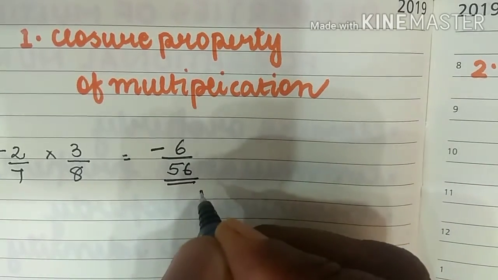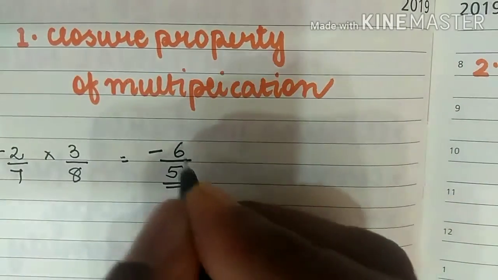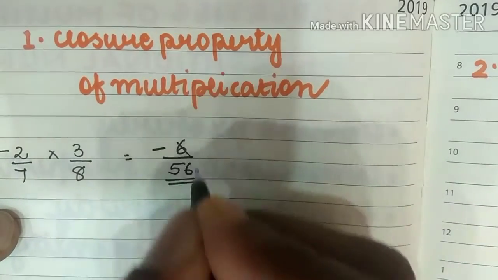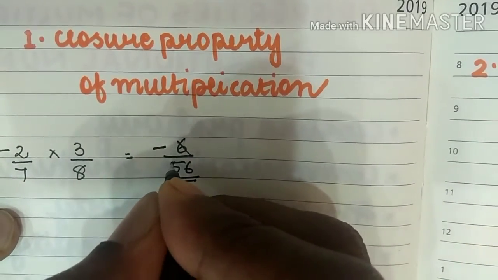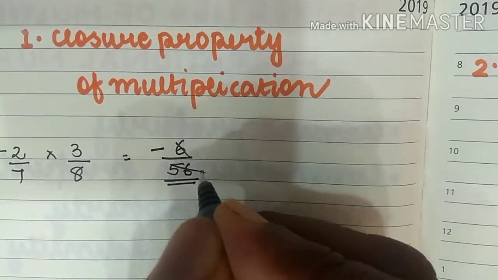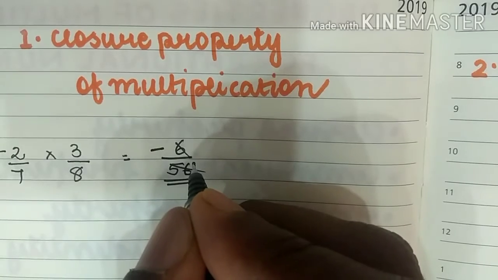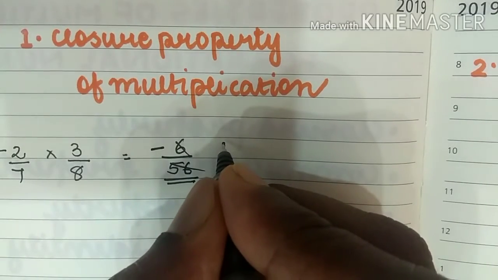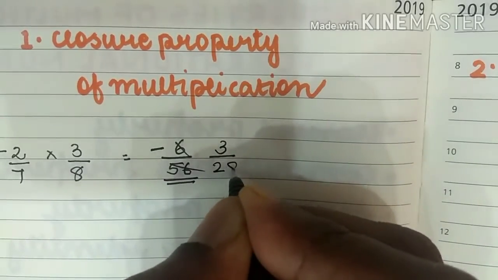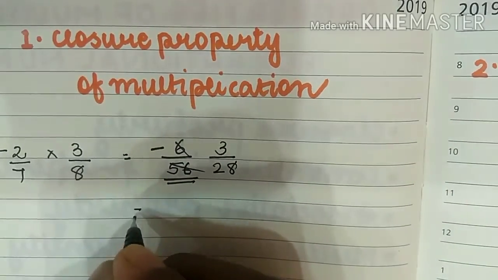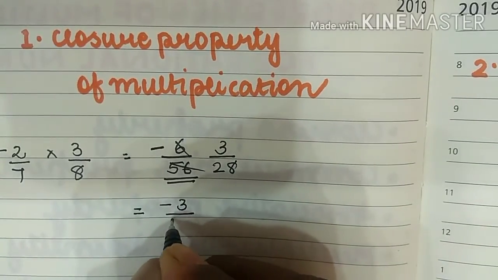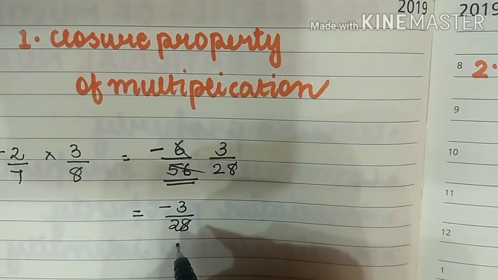You can simplify it. Let's simplify it: 6 and 56 both have the common factor 2. While cancelling with 2, the numerator will be 3 and the denominator will be 28. So the final answer will be minus 3 by 28.